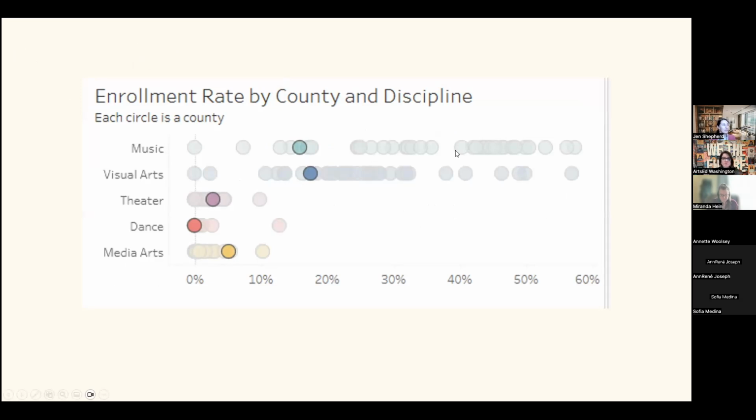If you compare it to music, yeah, it doesn't look very good. But if you compare it to the other counties, suddenly it does. So you also want to make sure you have an appropriate comparison point to decide, is this a good value or is this not a good value?